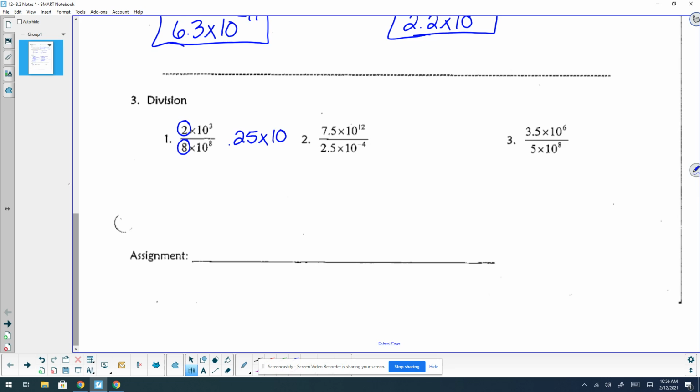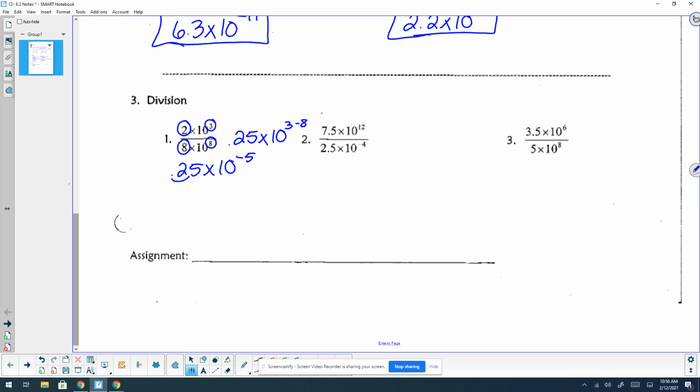Now, if you remember from our last unit, what we did is we subtracted our exponents when we had a fraction. So I need to subtract 3 minus 8. We are not going to keep this as a fraction, so we don't worry about negative exponents. It is okay to have negative exponents in scientific notation. So when I take 3 minus 8, I end up with 0.25 times 10 to the negative 5th.